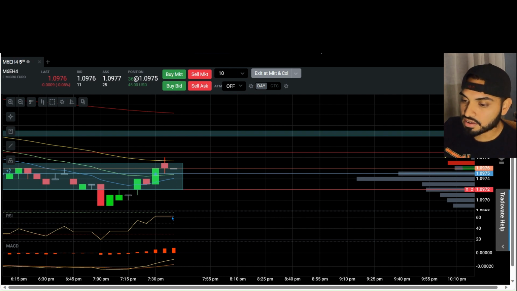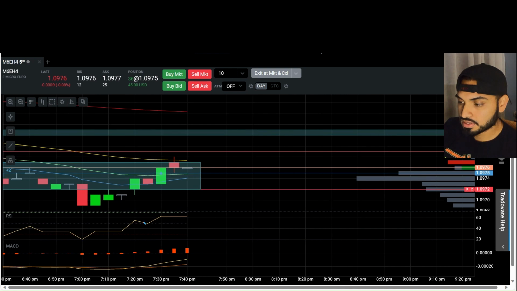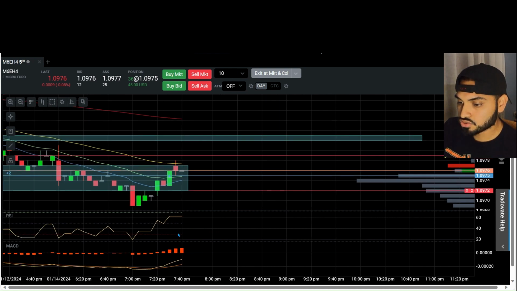But for now, just have confidence in the move. The MACD is still trending up. RSI is still trending up. We're still good.